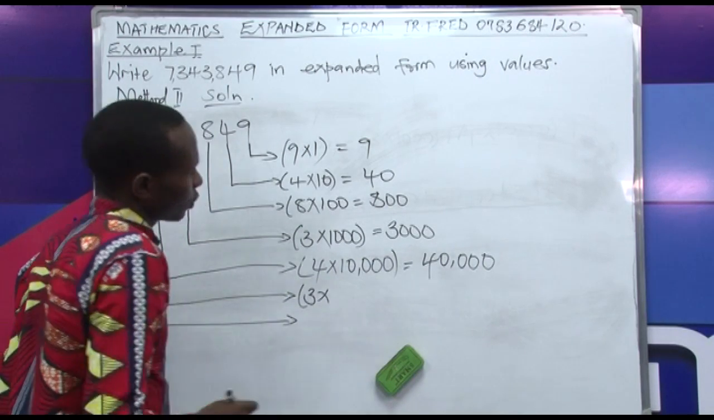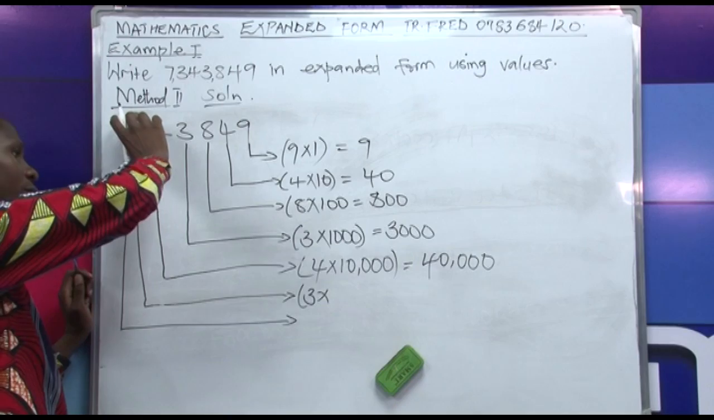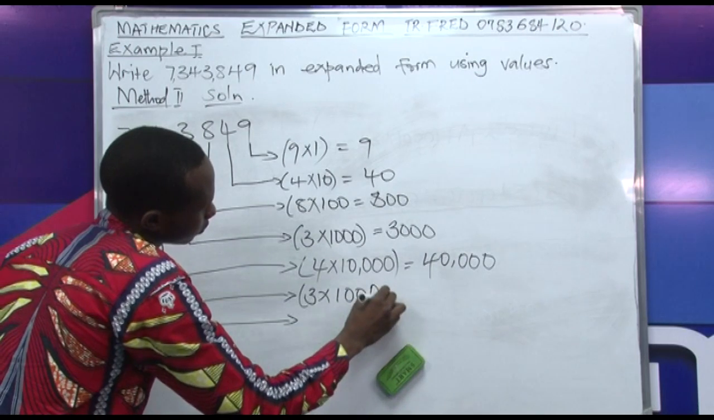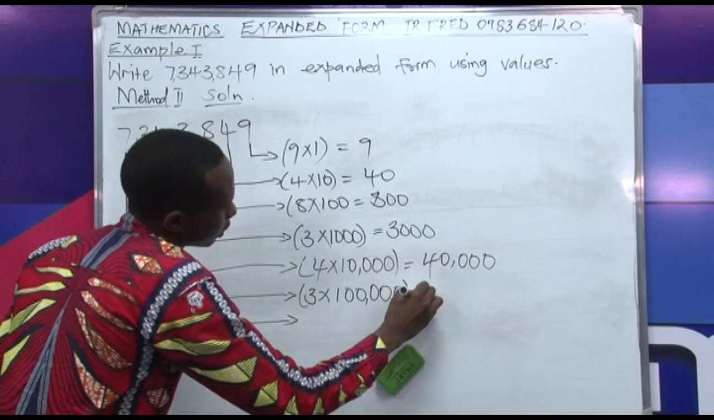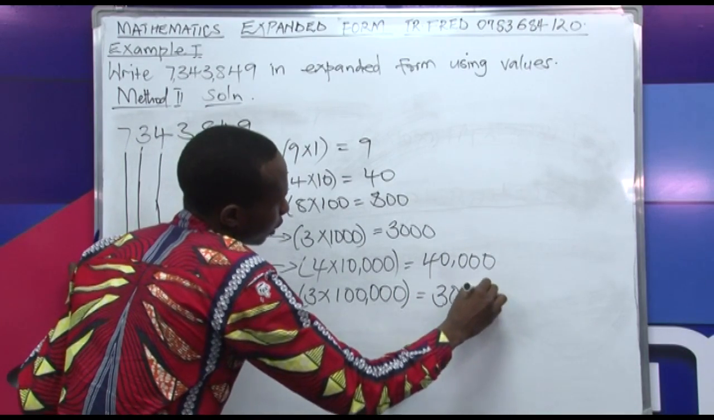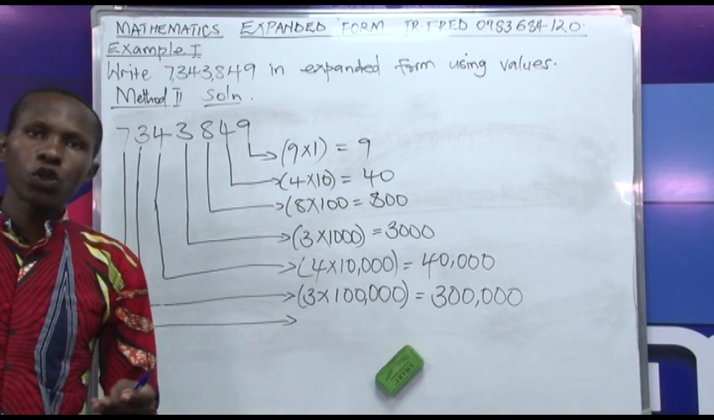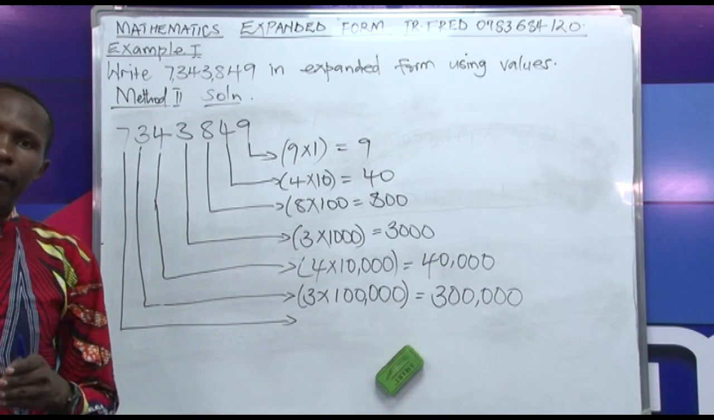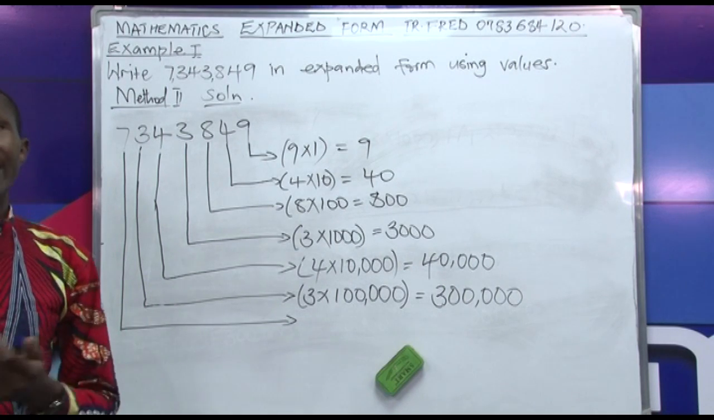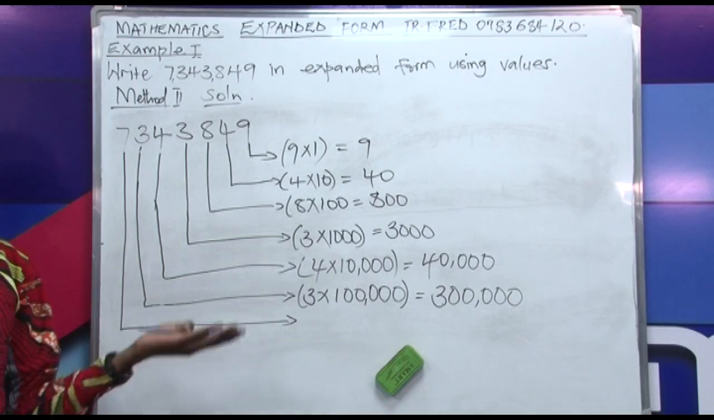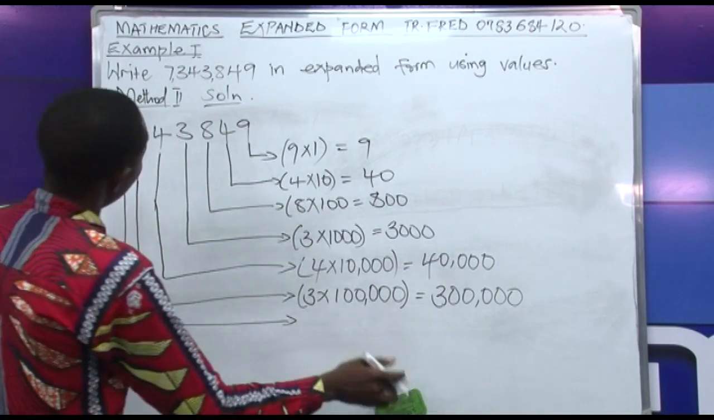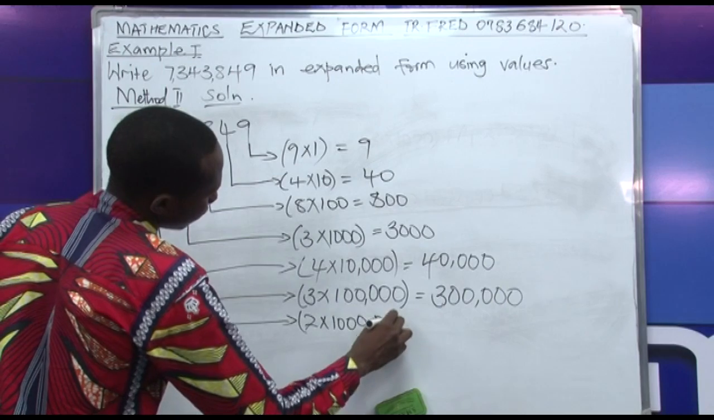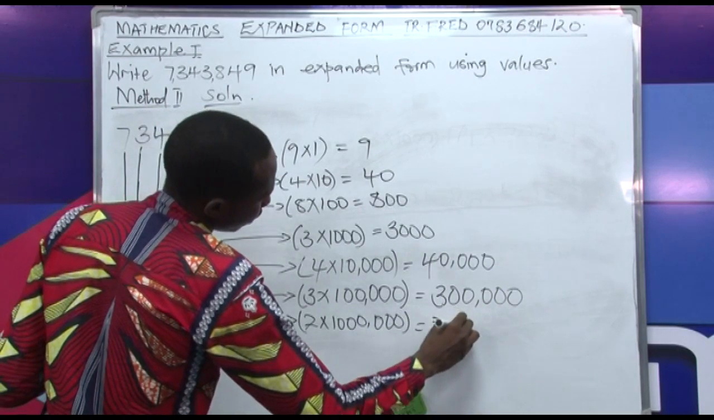After that, we shall come to the next digit, which is 3. So we shall have 3 times 100,000, because 3 is under the place value of 100,000. Times 100,000, which will give us 300,000. So by doing this, we are finding the value of each digit, just like the way we were finding values of each digit earlier. Now, after finding the values of each digit here, we shall have to write them in expanded form. So the next step, I'll have 7 times 1 million, because 7 is under the place value of 1 million, which will give us 7 millions.